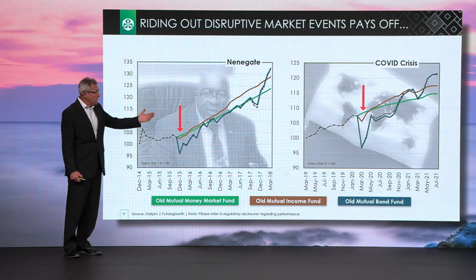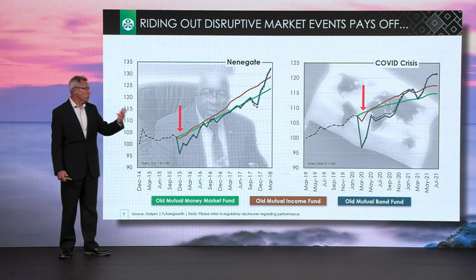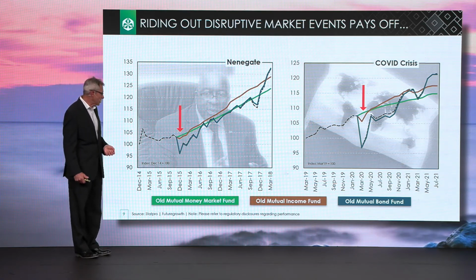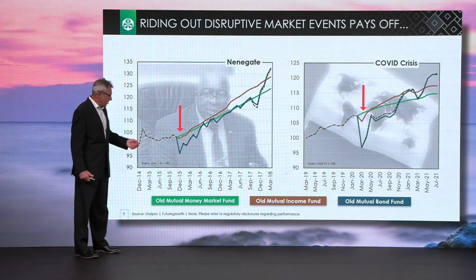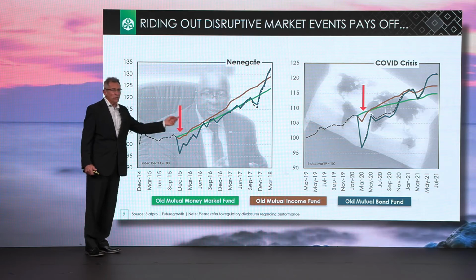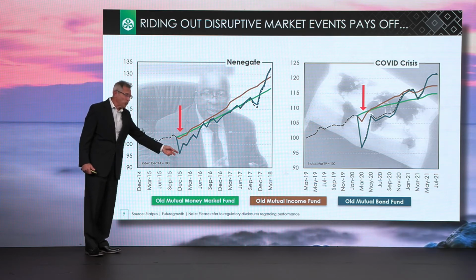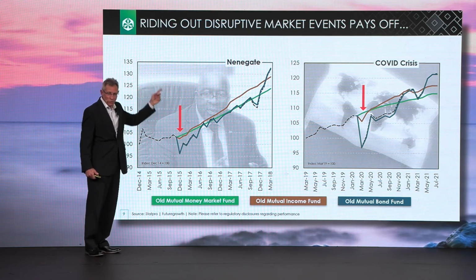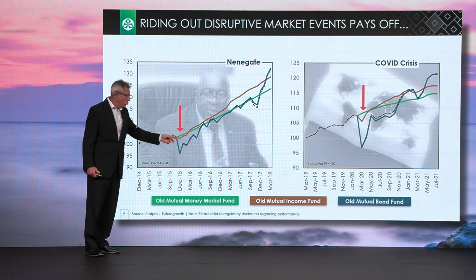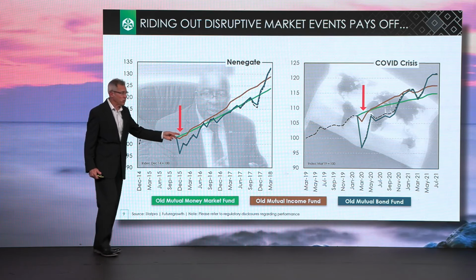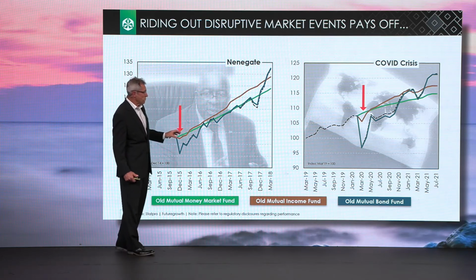On the left-hand side, Nenegate, remember December 2015. On the right-hand side, last year's COVID crisis, the first half of last year, second quarter in particular. And again, three funds. At the point where we have the impact on markets as a result of the crisis, Nenegate in this case, you would expect bond yields to spike, the price of those bonds to drop, and the return of the bond fund to go much lower than the other two funds. Money market, in this case, is doing best. And that's why people tend to flee into money market funds during periods of these disruptive events, because they're looking for protection.